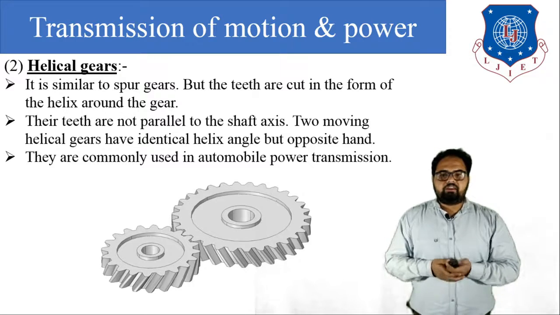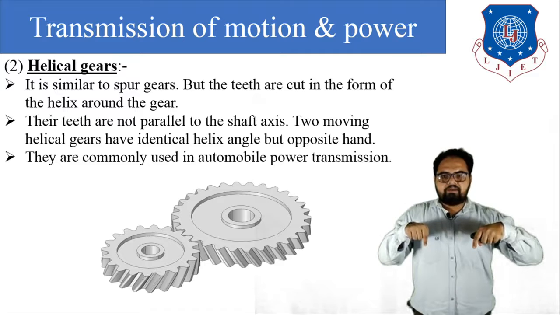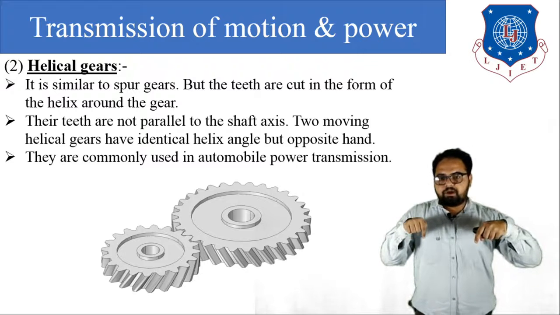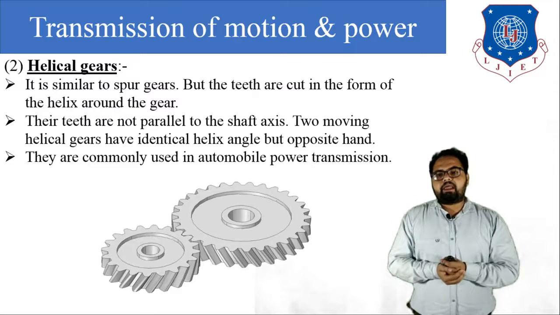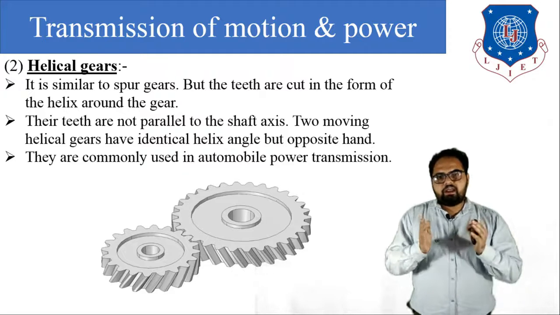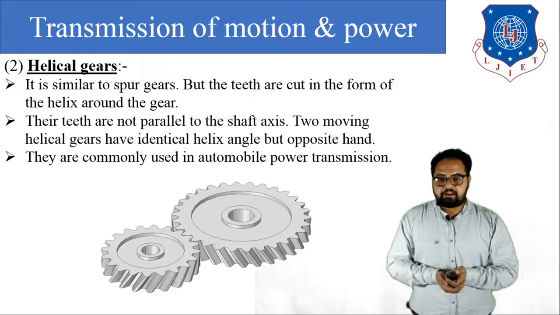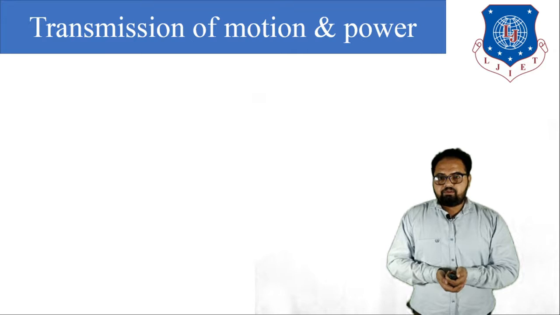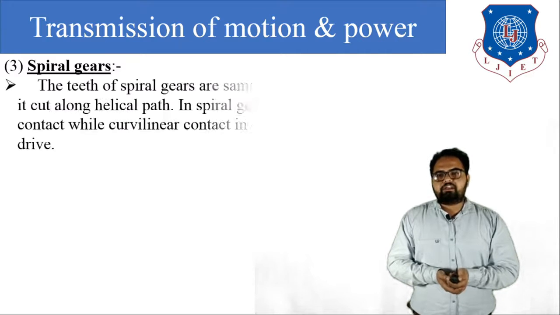Here you can see that the two gears are connected with each other, but the teeth are not parallel to the axis of the shaft. They are at some helix angle. Okay. The next gear is the spiral gear.